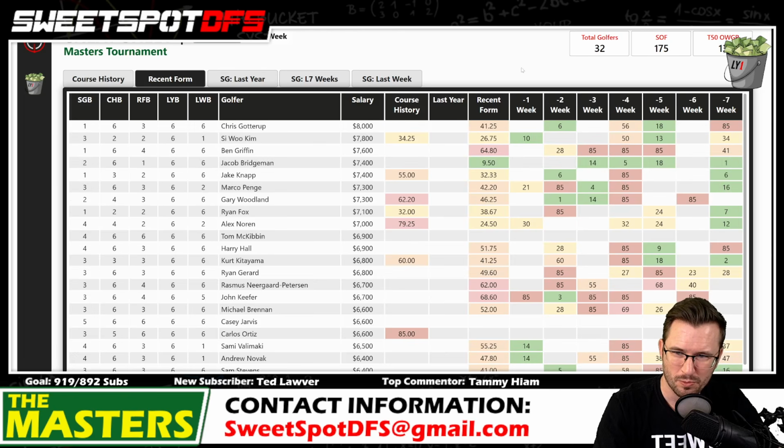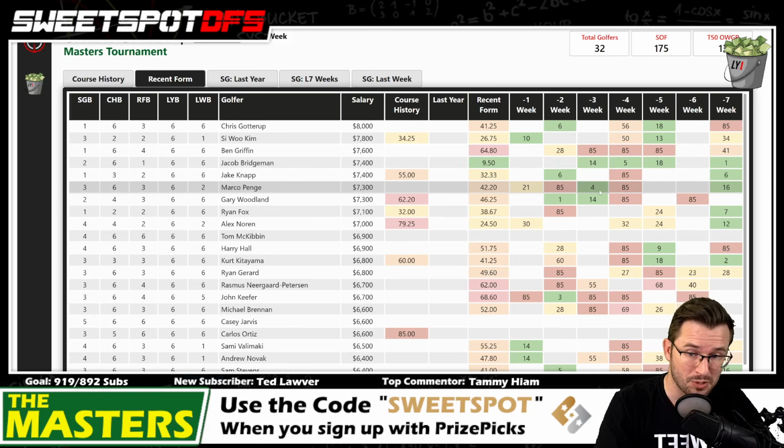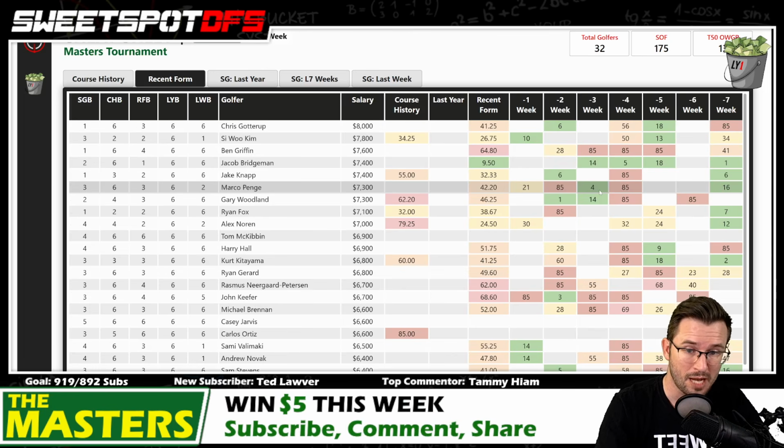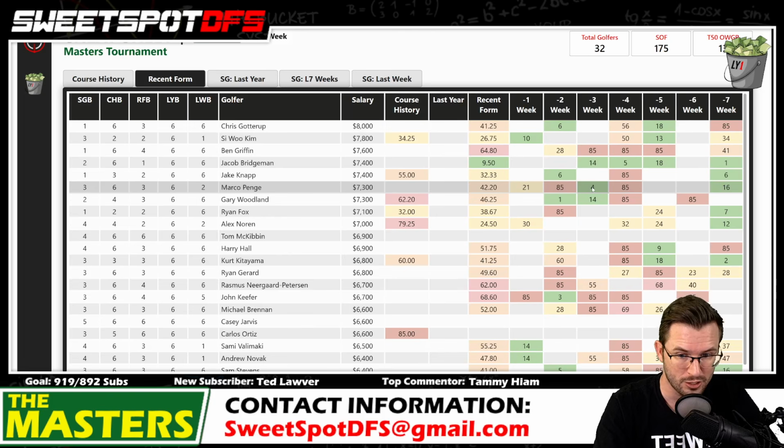Jacob Bridgeman is your guy that would have really good recent form coming as a debutant. Or if you want to look at top 20s heading in, we could say the same thing with Will Zalatoris. When Will Zalatoris came in, he had 2 top 20s. He also had 2 20th place finishes, whereas Marco Penge would have 2 missed cuts and a 20th. But if it was just, hey, we want to find golfers that have had at least 2 top 20s, well, there you go. Marco Penge could be a good choice for a debutant.